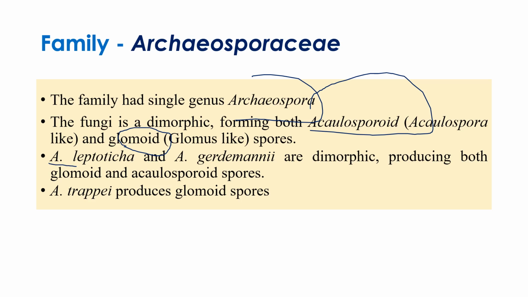There are species like Archaeospora leptoticha and Archaeospora jerdamani. They are dimorphic. Dimorphic means di, two, producing two kinds of spores. We have also studied dimorphism, or diplanetism, in a fungus called Saprolegnia. So Archaeosporaceae is also dimorphic, producing both glomoid spores like Glomus and acaulosporoid spores. And there is a species called Archaeospora trappei, which produces only glomoid spores.